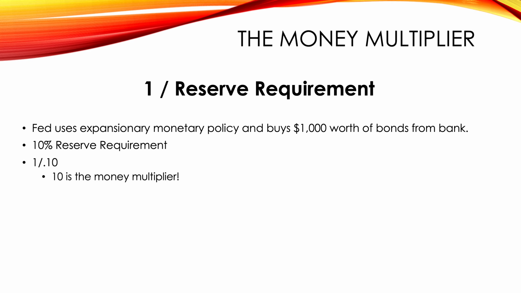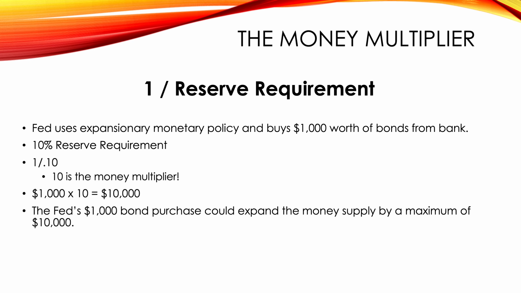And so if the Fed buys $1,000 worth of bonds, aka adds $1,000 to the money supply, and it goes through this whole lending process, money multiplier is 10. The money supply doesn't expand just by 1,000, the money supply expands by 10,000. Just that $1,000 times the multiplier. Pretty easy, right? So the Fed's initial bond purchase could expand the money supply by as much as $10,000.